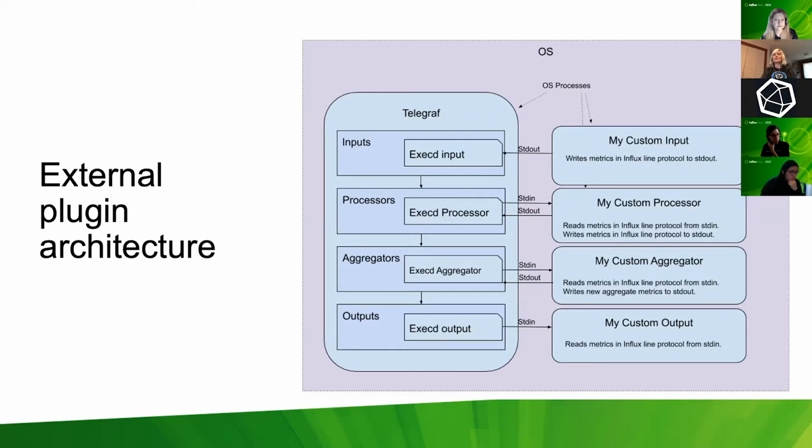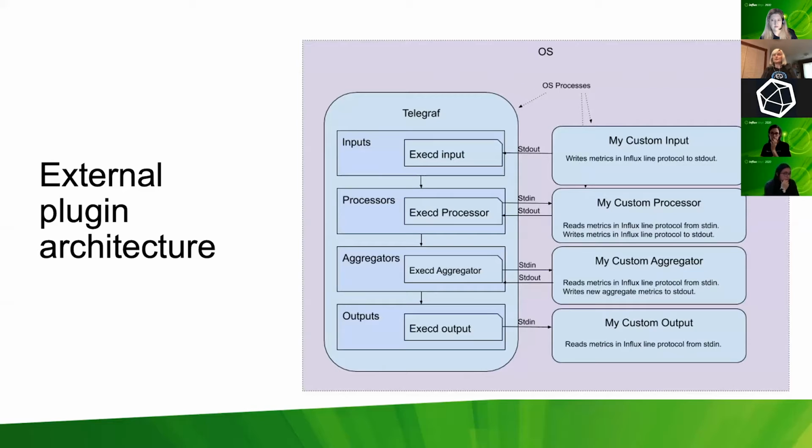So it's a long-running process, and it just writes to standard out, and the execd input plugin is configured to read from standard out. So to the rest of the Telegraf ecosystem, it looks exactly the same as if it's embedded, but your process has the flexibility of running as an independent process. So a custom input plugin just writes to standard out and gets picked up by the execd input plugin.